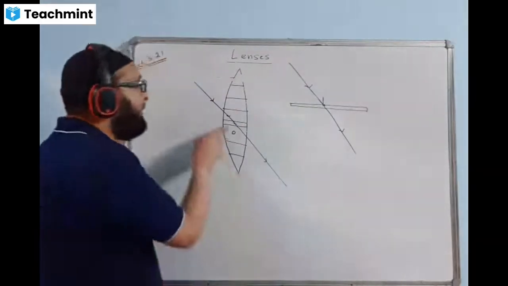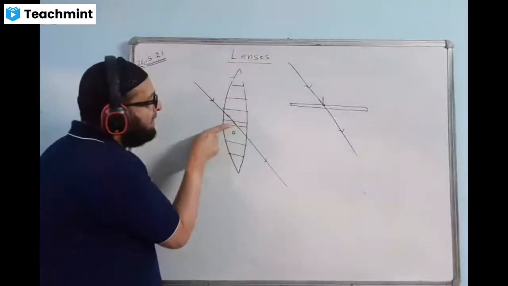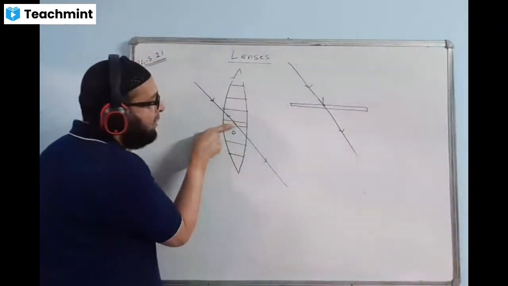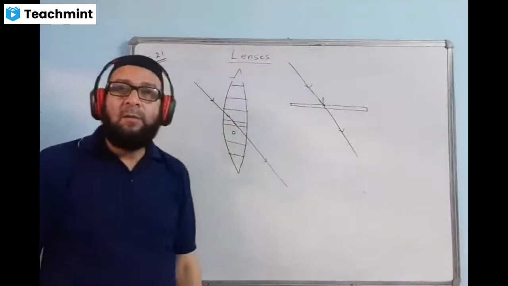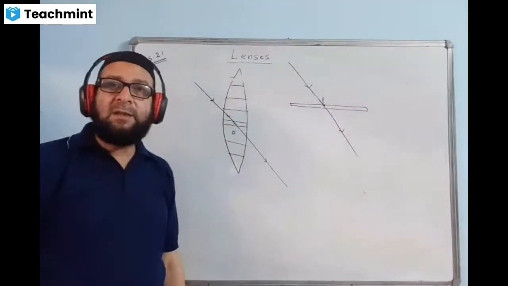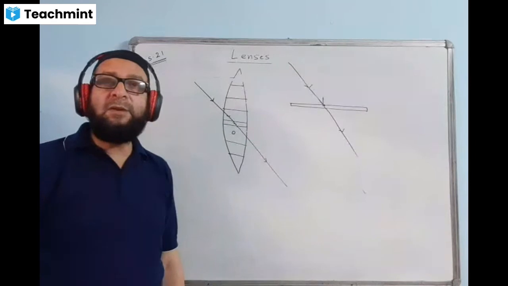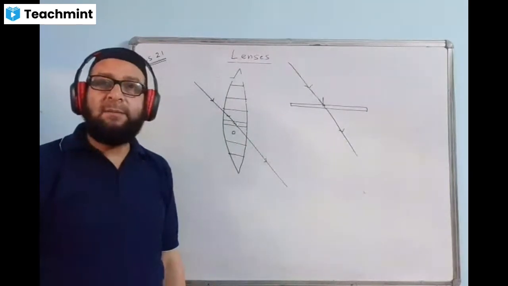So the same thing happens in the lens: the central part of the lens behaves as a rectangular glass block of very small thickness, which produces negligible lateral displacement.